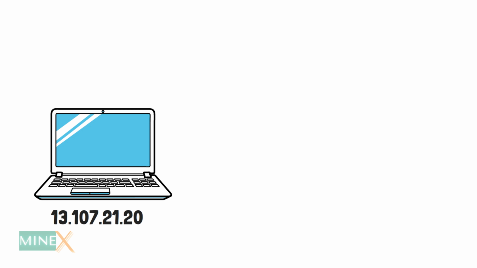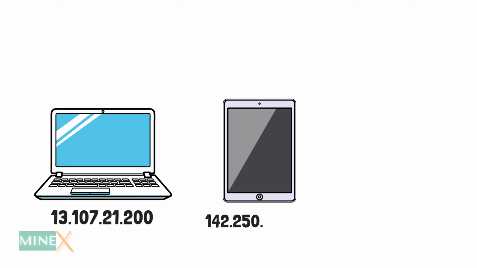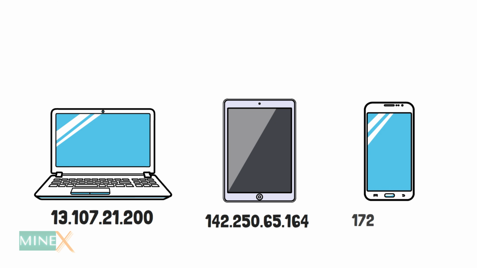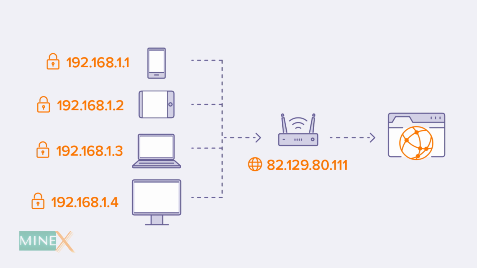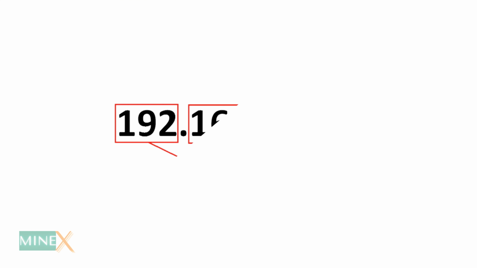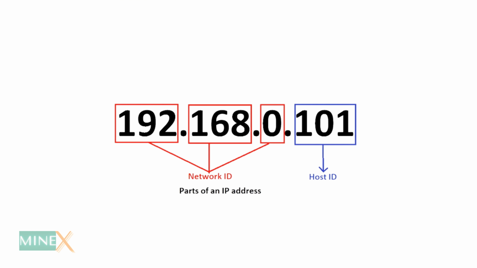Hardware devices on a network are identified by their IP addresses. The term IP stands for Internet Protocol. The addresses enable these devices to communicate with one another through a local network or the Internet. Each address is made up of a series of digits that are separated by periods.